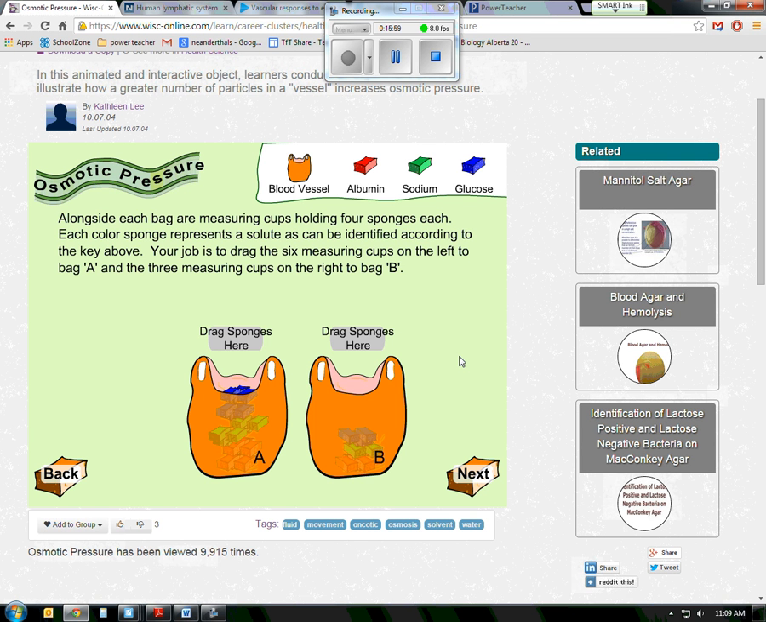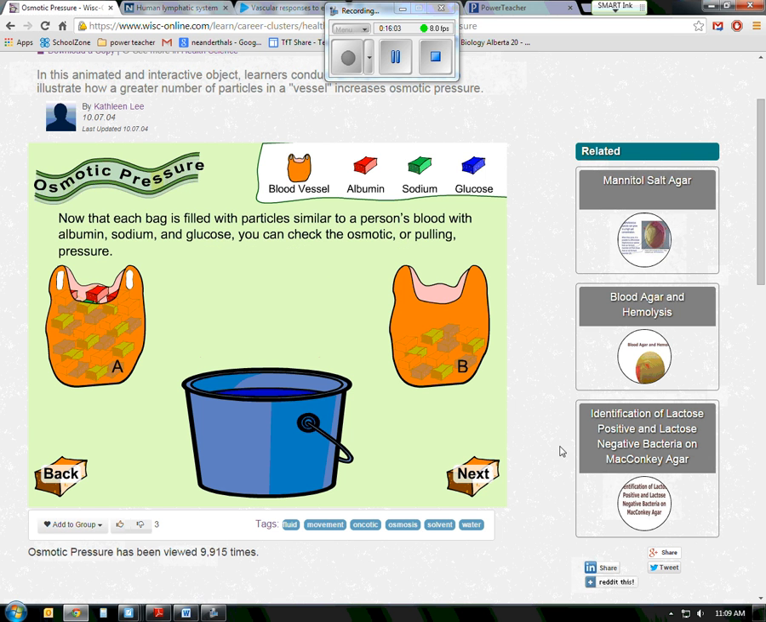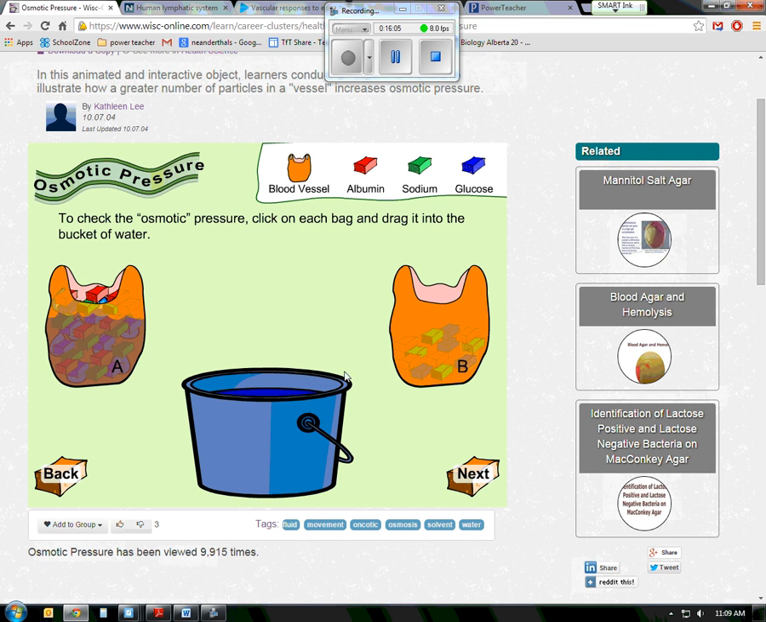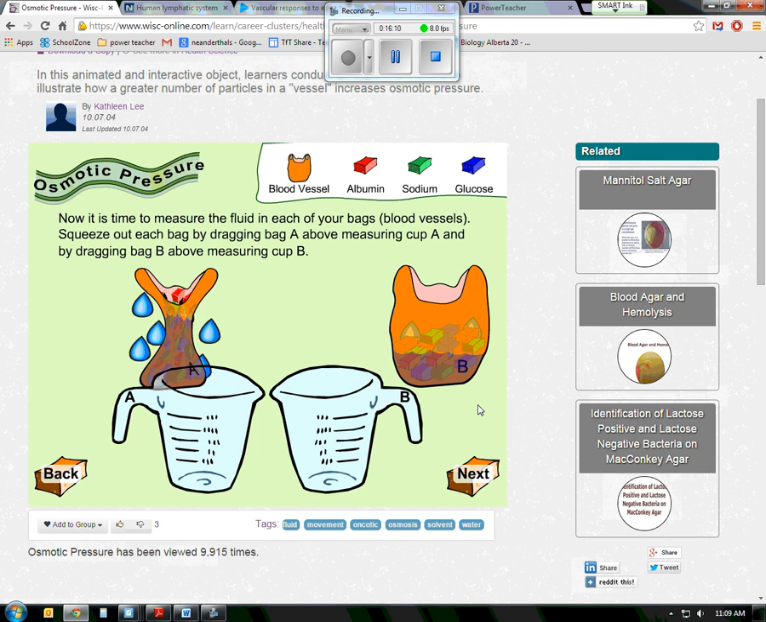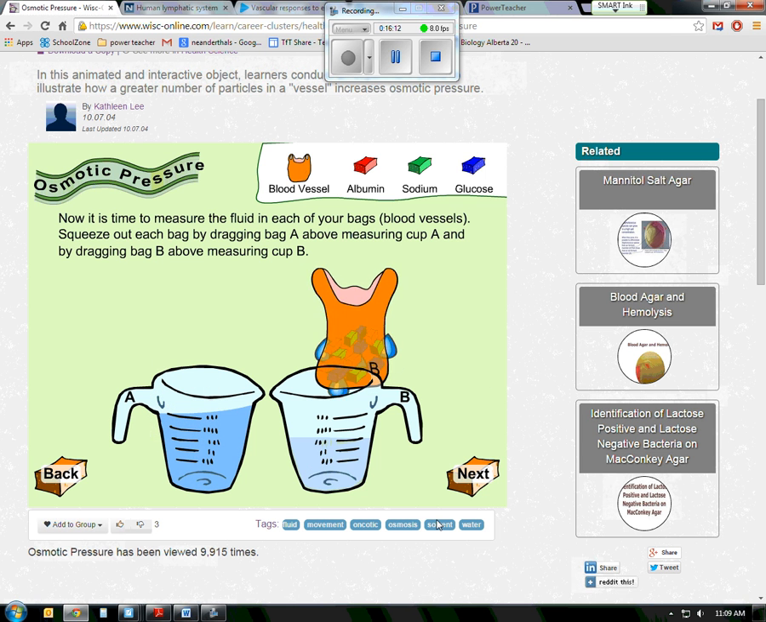So if you take a look here, we can actually do that. We're going to put bag A in the water and bag B in the water, and then we'll measure it with our measuring cup. We'll squish it out, and it all goes in. It's amazing. And there you can see that cup A took in 90 milliliters of water. Cup B took in 45. So blood vessel A would have a higher osmotic pressure because there's more solutes drawing in the water.